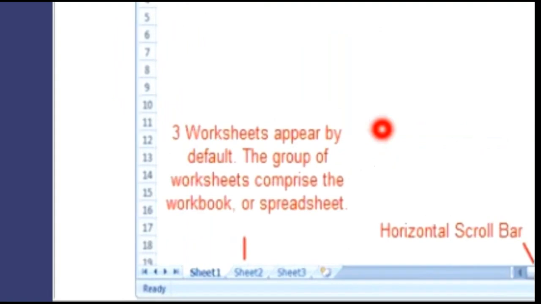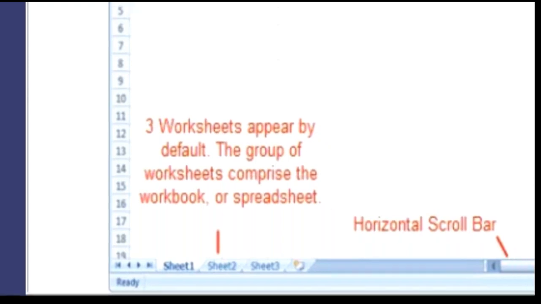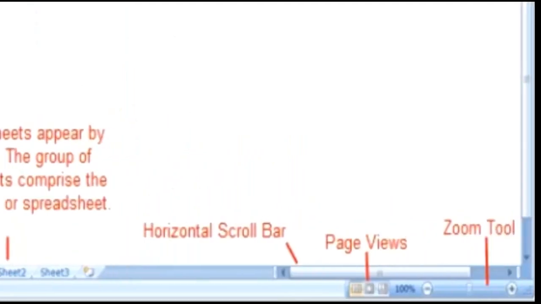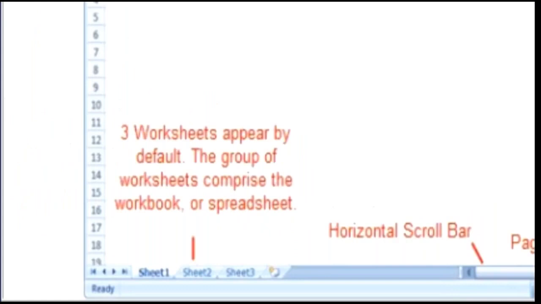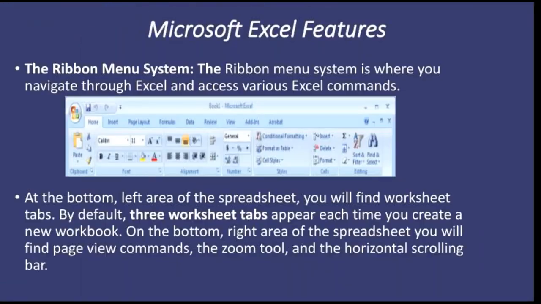Then when you move down, you see three worksheets appear. Each time you open, you see three worksheets appear by default. The group of the worksheets comprises the workbook or spreadsheet. When you go further, you see the horizontal scroll bar, the page views, and the zoom out.